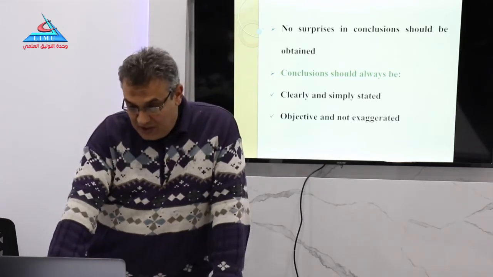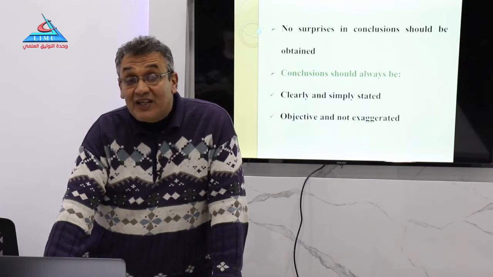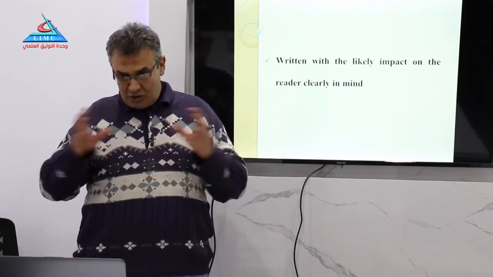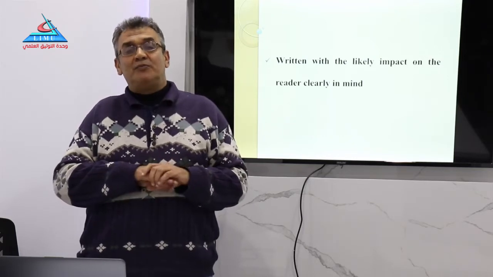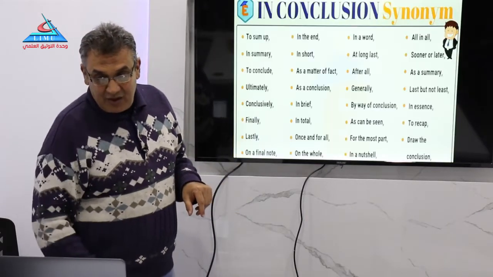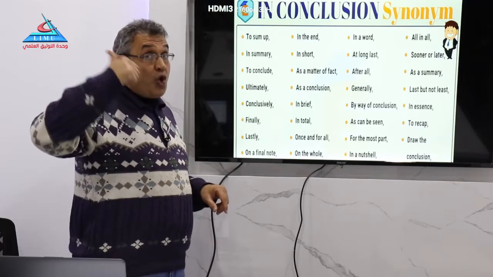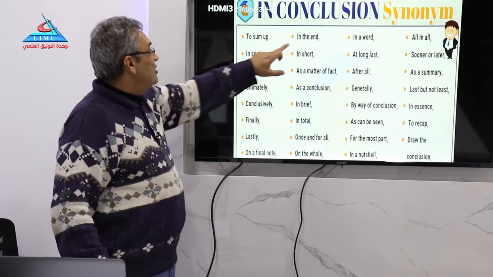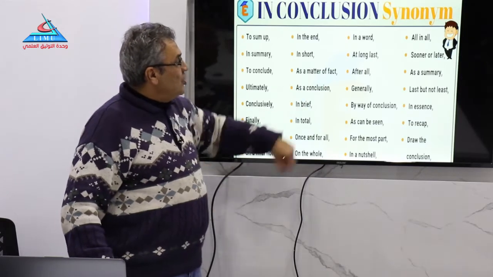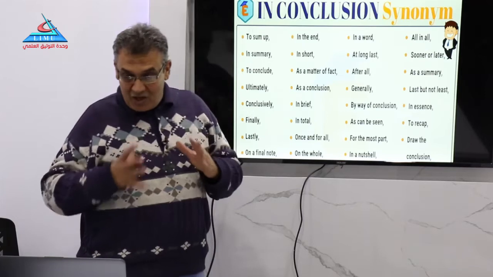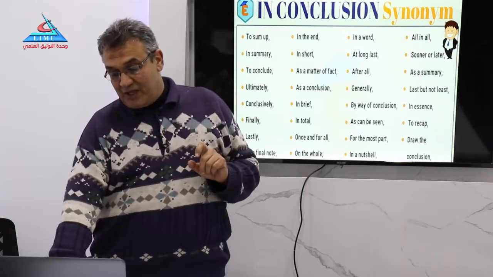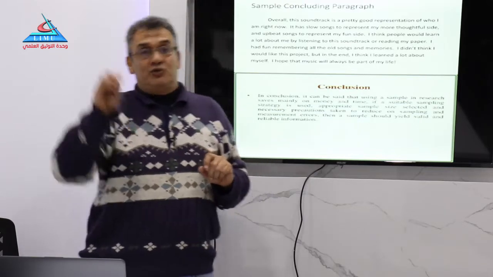And it should always be clear, simply stated, objective, not exaggerated, and written with the likely impact on the reader clearly in mind. So you shouldn't include anything that hasn't been stated in the text. There are no surprises in the conclusion. What are the terms that we are using in the conclusion, as we saw in the linking words? These are the common terms: in the end, to sum up, in summary, to conclude, ultimately, conclusively, finally, as a conclusion, after all, as a summary, for example, to recap. So these are some overall opening terms that we are using for the conclusion.